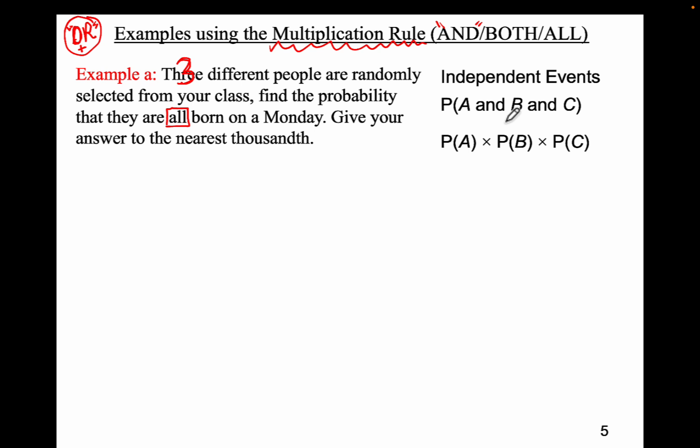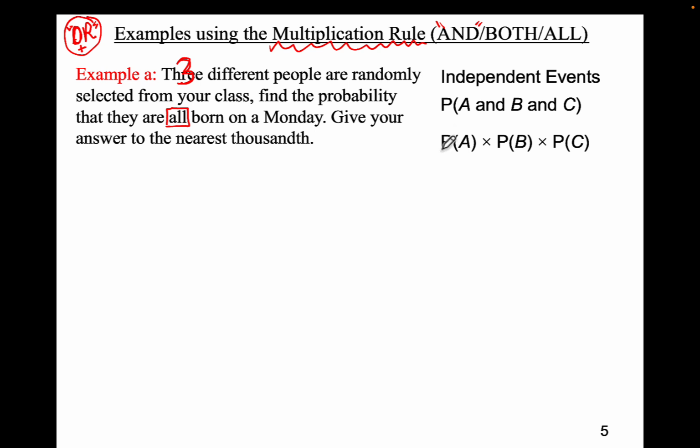Now we're going to apply the multiplication rule this time. I like to think of it as the word and turns into a multiplication, just like before the word or turned into a plus sign. All right, this probability of A is going to be its own fraction multiplied by a second fraction multiplied by a third fraction. All right, so let's set these fractions up.